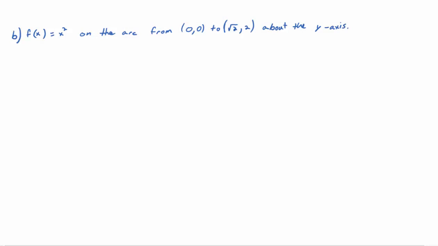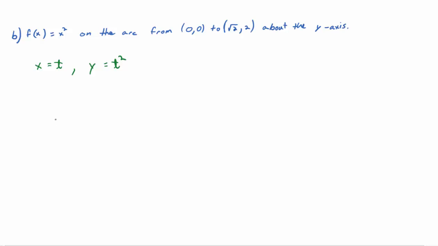It's still f of x equals x squared. However, we're rotating about the y-axis. Okay. So what's your setup going to look like as far as your parametric equations go? So x equals t and y equals t squared.